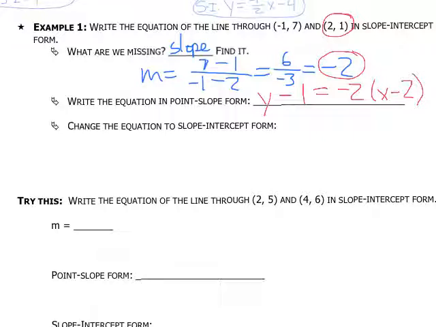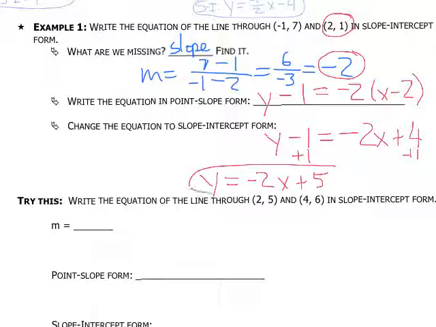And then remember, be perseverant. Don't just write an equation and be done. It asks you for a final answer in slope-intercept form, so get it in slope-intercept form. So I have to distribute first. So I have y minus 1 equals negative 2 times x is negative 2x. Negative 2 times negative 2 is a positive 4. Last step, get y by itself is add 1. And I have a final answer of y equals negative 2x plus 5. And there's my final answer.